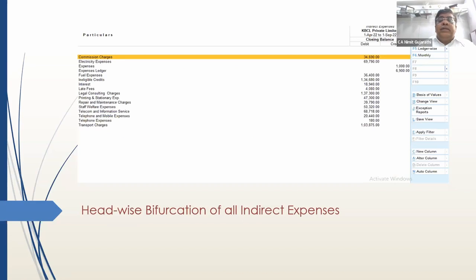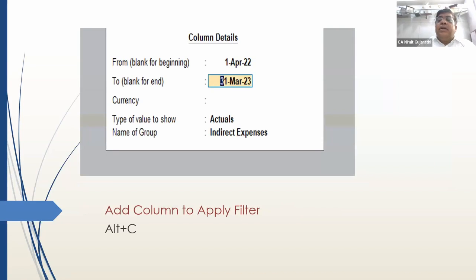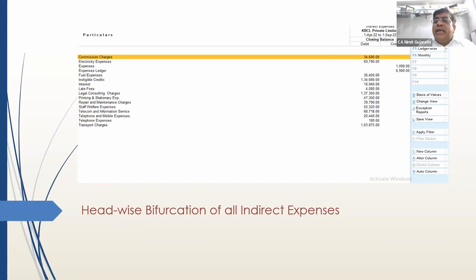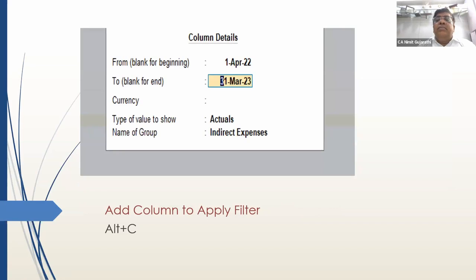Now what I will do is add a column on the right hand side. If you see, there is a new column, Alt C, where you get the benefit of adding the column. So I will add a column from April to March. You can use any date range. The date range depends upon your requirement of reporting.